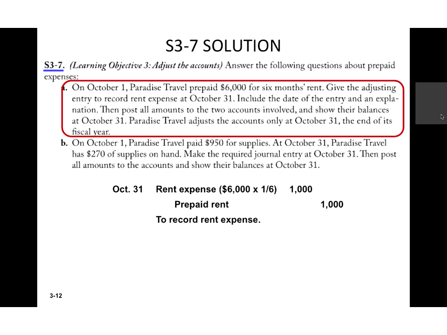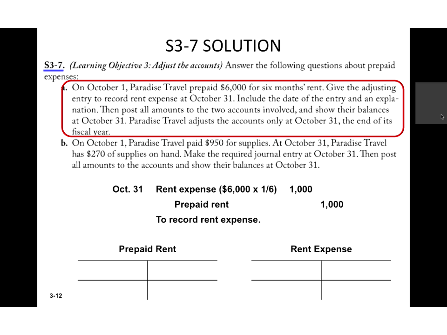So when we talk about posting, we're taking from the journal entry into the account. We use T accounts to represent the account. So we're going to have 2 accounts involved here. We'll have rent expense and we'll have prepaid rent. So prepaid rent is on the left, it's an asset, and on the right is rent expense. It doesn't matter which order we put those in.